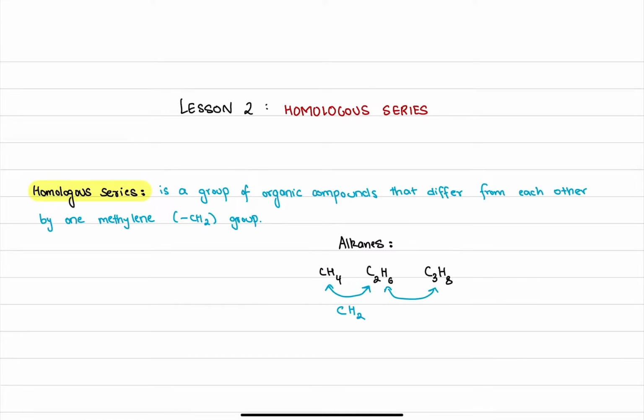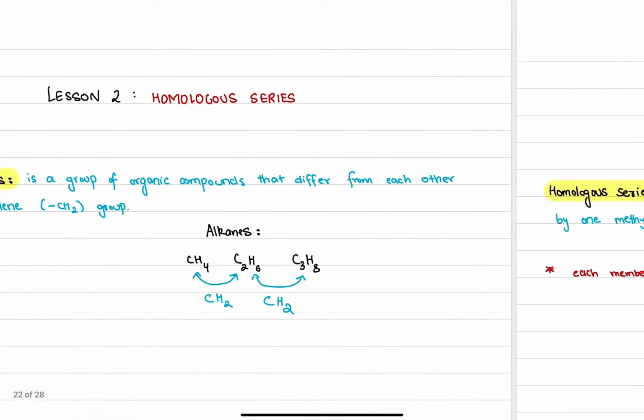Similarly, from ethane to propane, you can see there's an increase of one carbon because we go from C2 to C3, and there's an increase of two hydrogens. So you can clearly see what we mean by homologous series. These are a group of organic compounds that differ from each other by one methylene group. So every successive member differs from the previous member and the member after it by one methylene group. So I hope this is clear.